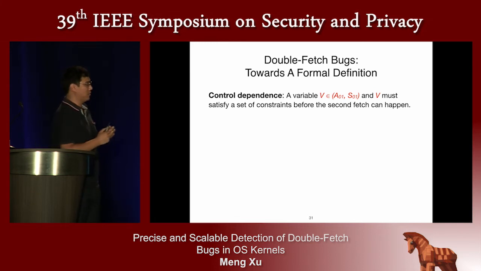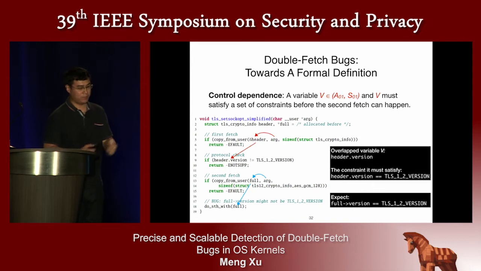So what makes it a double fetch bug is that you have to establish some relationship between the two fetches. One kind of relationship is called control dependence. What it means is that the variable has to stay in the overlap region. And in order for the control flow to reach the second fetch, this variable has to satisfy some conditions.